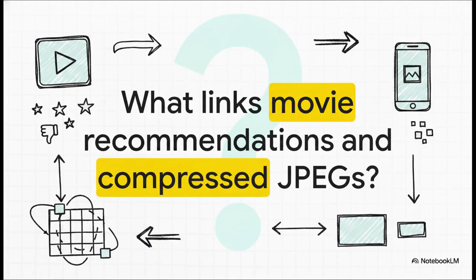Okay, let me ask you something to get us started. What does the math powering your absolute favorite movie recommendation have in common with, say, a compressed JPEG image sitting right there on your phone? I know, it sounds kind of like a trick question, tying human movie tastes to digital pixels. But the answer to both lies in a brilliant mathematical concept called matrix decomposition.